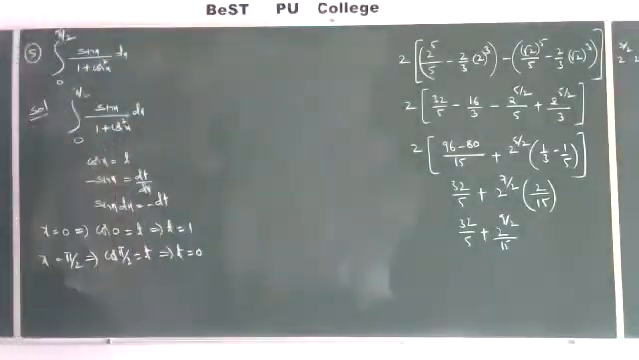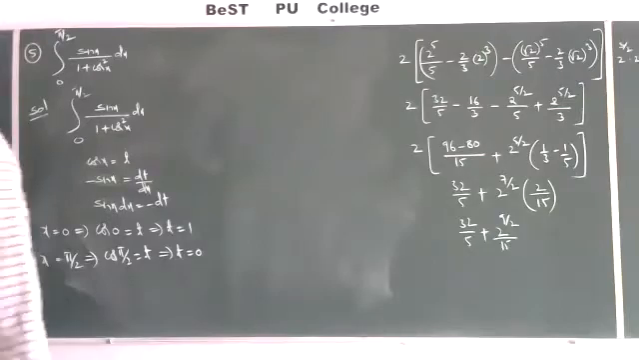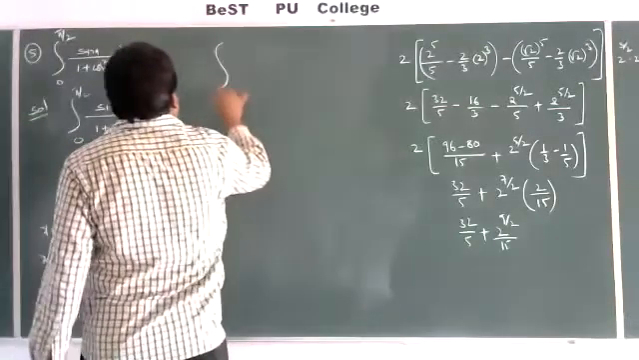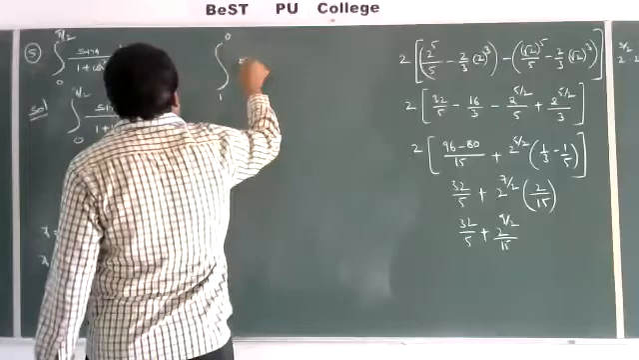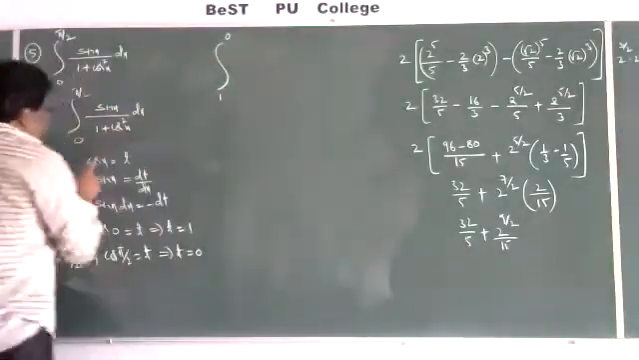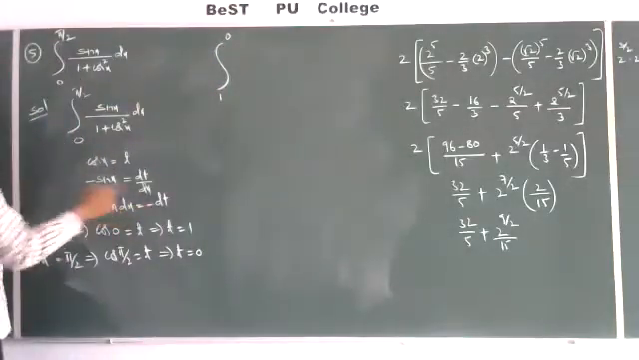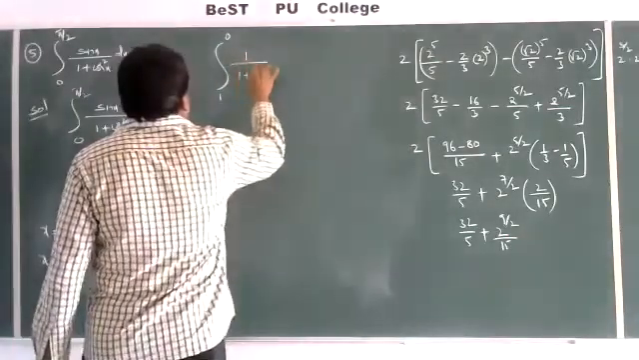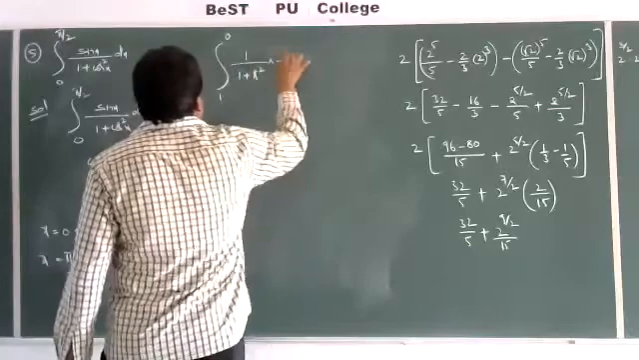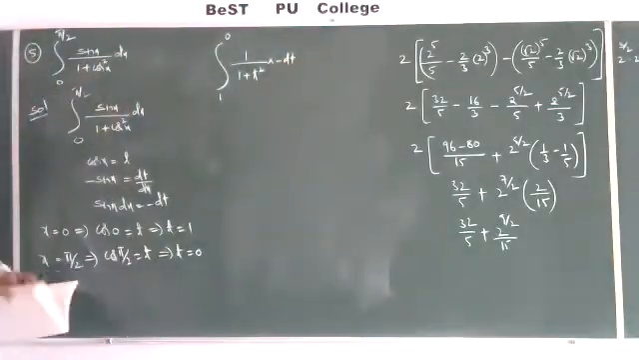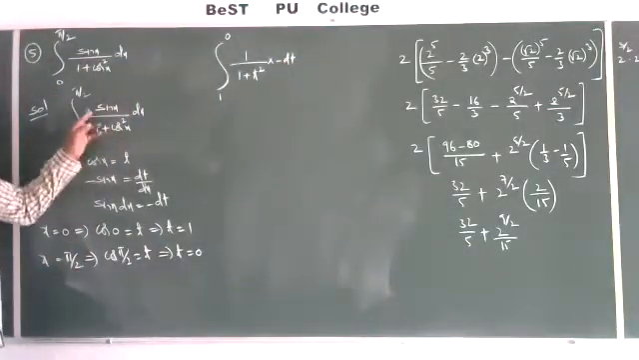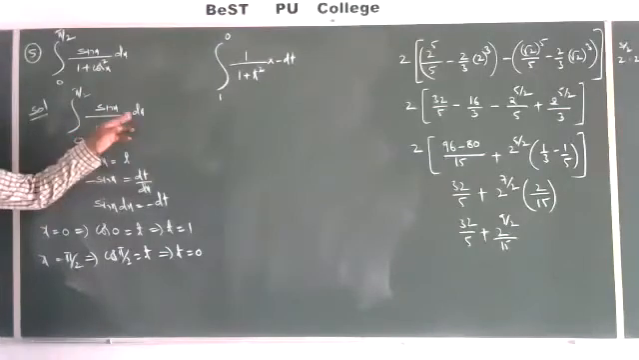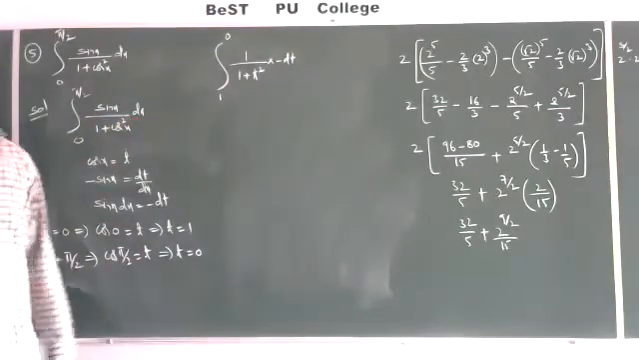So lower limit is 1, upper limit is 0. That is right here, 1 to 0. sin x dx is minus dt. That is 1 by 1 plus t square into minus dt. So cos x is t. That's why 1 by 1 plus t square into sin x dx is minus dt.